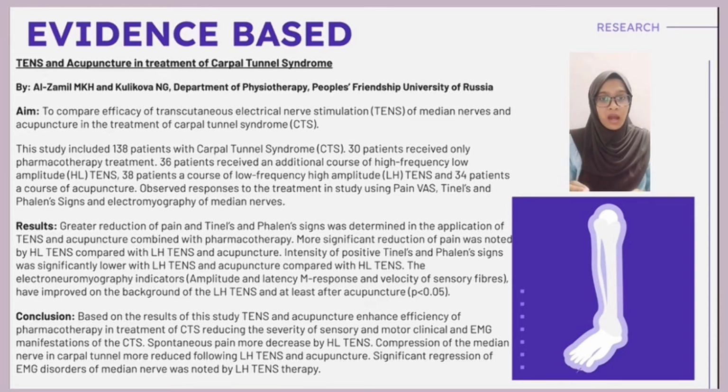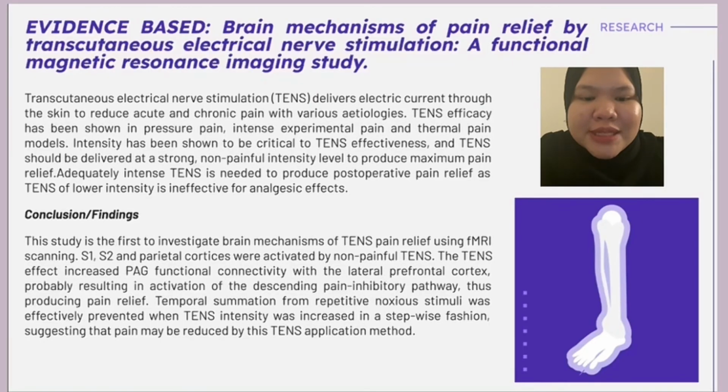The compression of the median nerve in carpal tunnel syndrome also seemed to be reduced, with the significant regression of EMG disorders of the median nerve following LH TENS therapy. Evidence-based number 2: brain mechanism of pain relief by transcutaneous electrical nerve stimulation, a functional magnetic resonance imaging study.